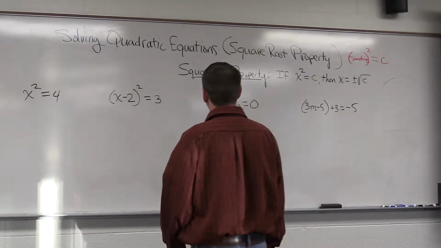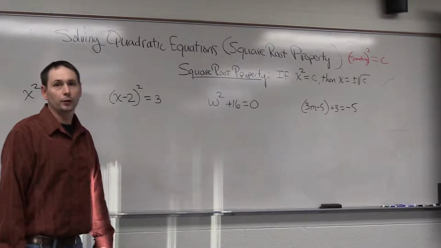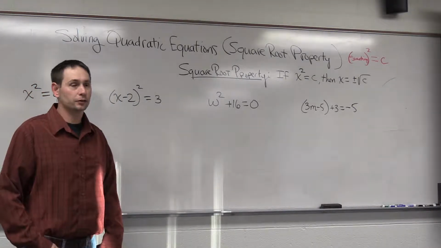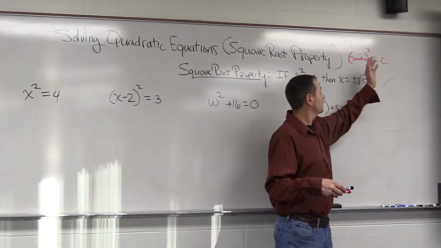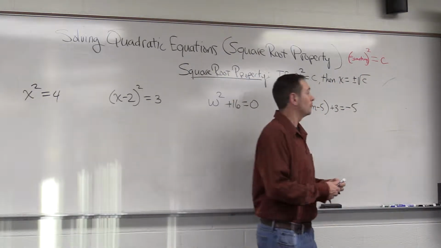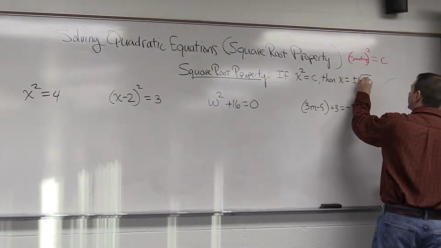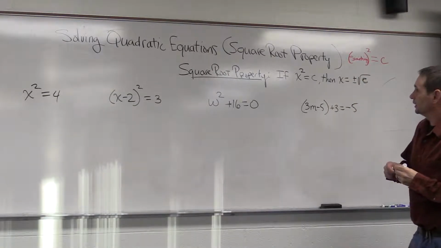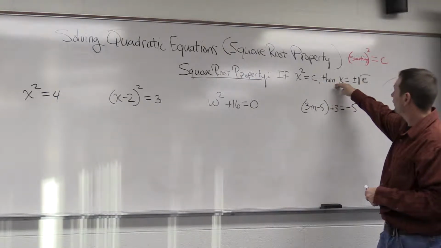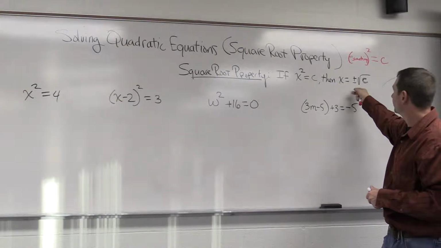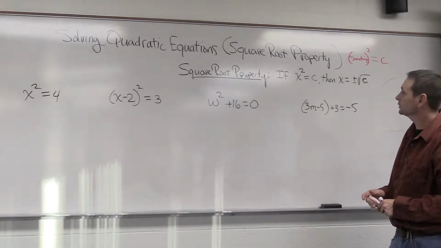Now we will look at solving quadratic equations using the square root property. You want to use the square root property when you see a problem where you have something squared equals a constant. The square root property essentially says if something squared equals a constant, then the base is equal to plus or minus the square root of that constant.